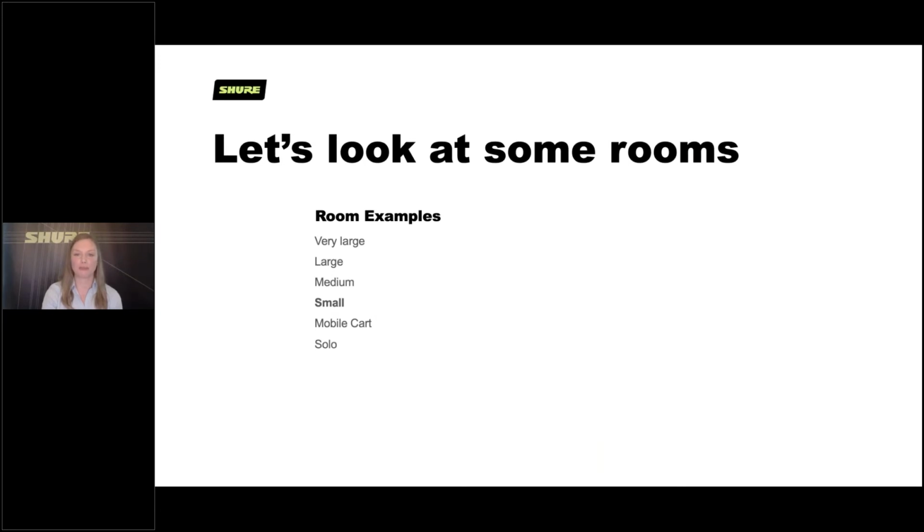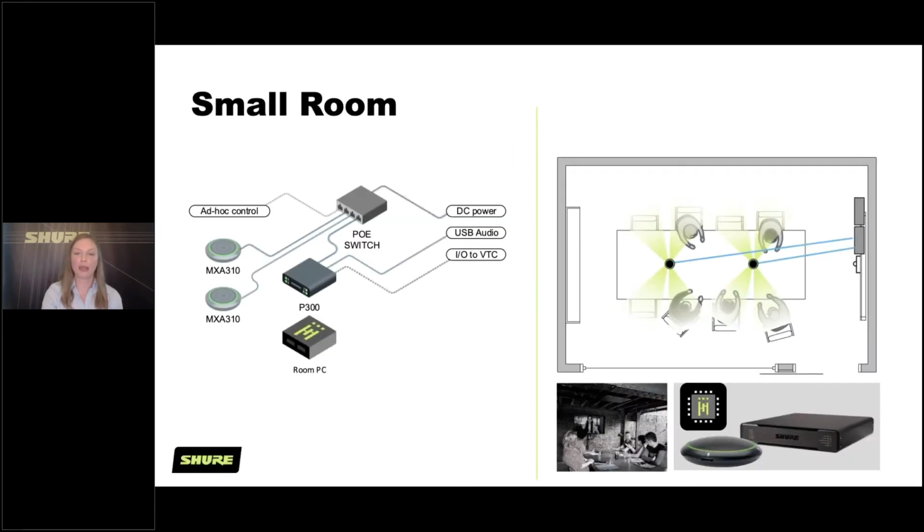Now, what about a smaller type space? Now, this small room here might look like a conference room. Maybe it's a collaboration space where your students work together on projects. Maybe it's set aside for professors. In this example, we're using the MXA 310, which is a table array microphone.